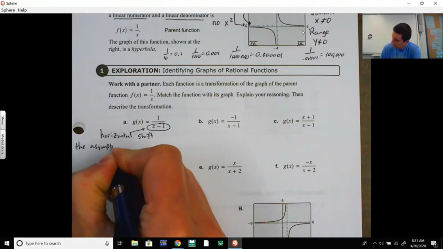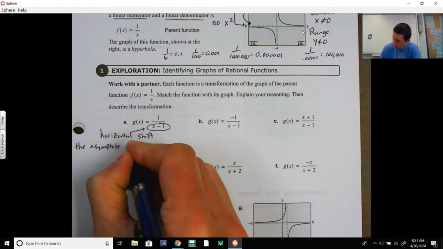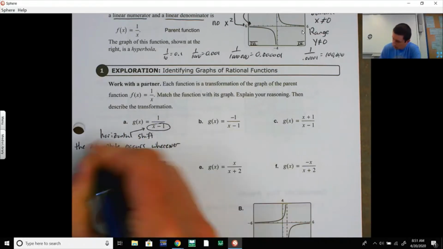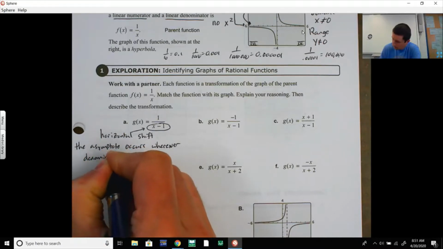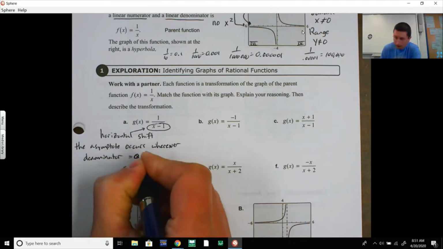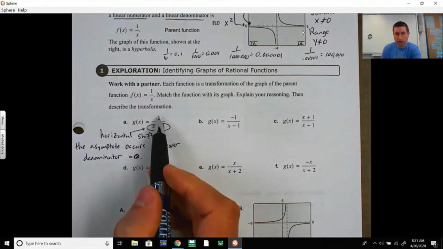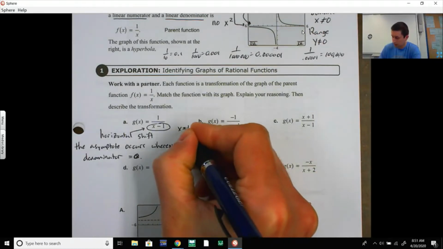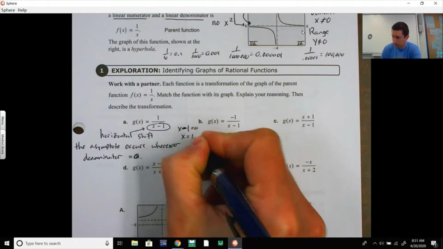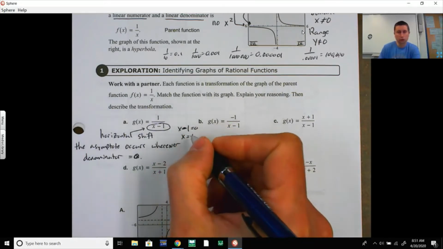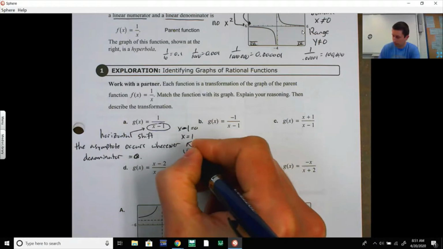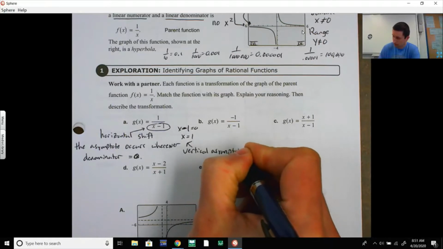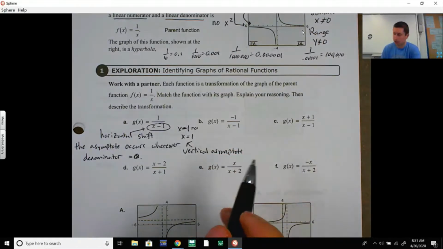So the asymptote, this is page 195, occurs wherever the denominator equals 0. So I have 1 over x minus 1. So x minus 1 equals 0 when x equals 1. What that means is we have a vertical asymptote at x equals 1. That's what we have here.